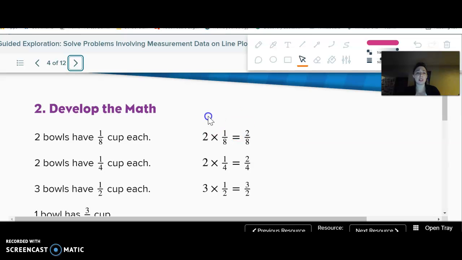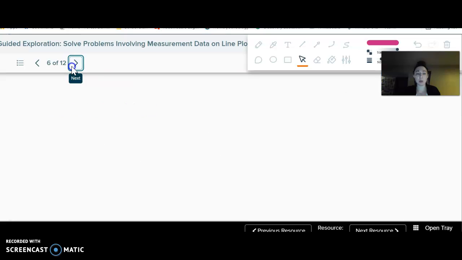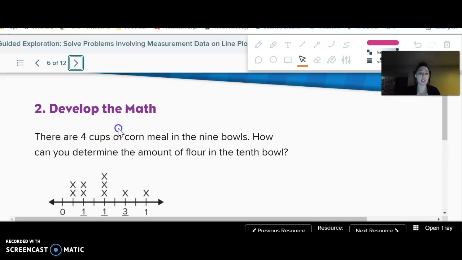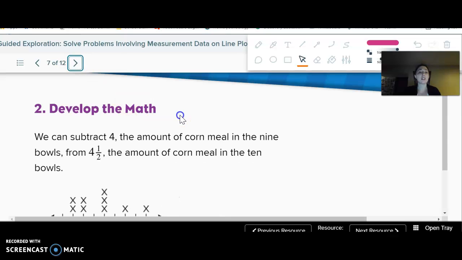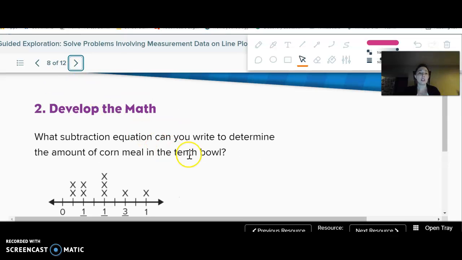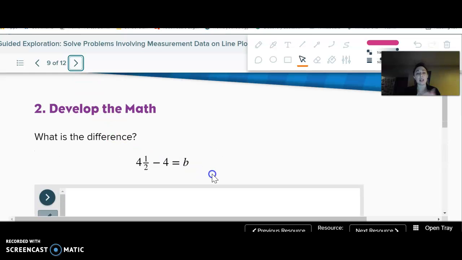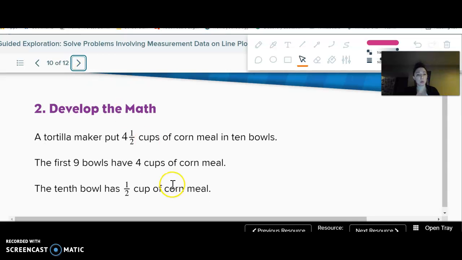So they're just writing it a different way. They're doing some multiplying, but essentially they did what we did and they added them all together to get the 4 cups. Then to determine the last one, they subtracted. That equation was 4.5 minus 4. Same thing we did. And we got 1/2. That last one has 1/2 in it.